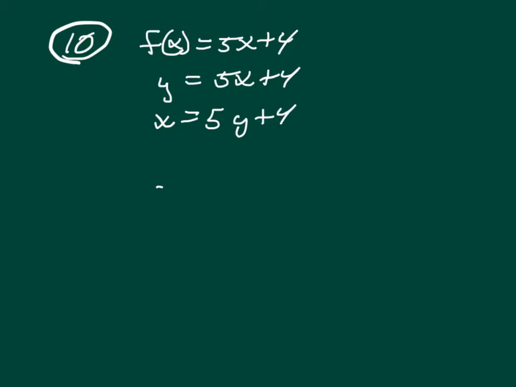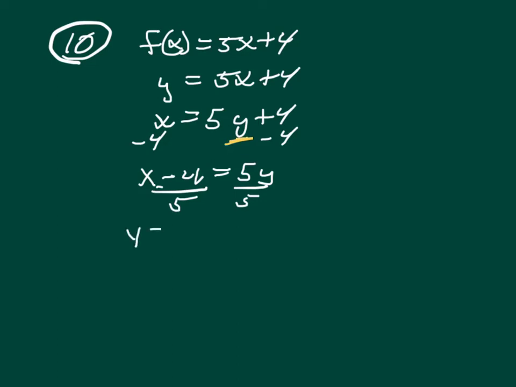Now I'm going to solve for y. To do that I need to subtract 4 from both sides. So I get x minus 4 equals 5y. Divide by 5, and I'm going to put the y on the left side. So y is equal to (x minus 4) over 5.